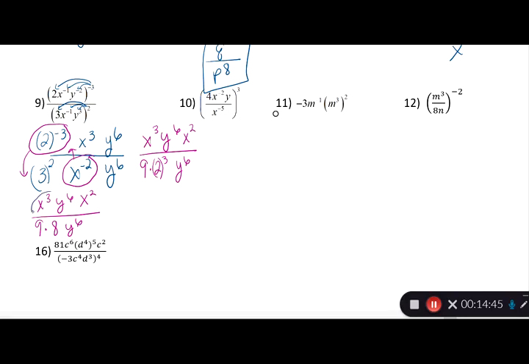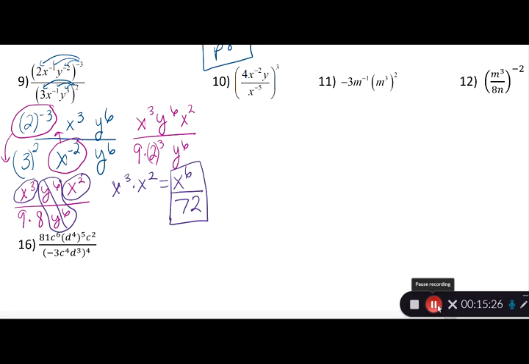So you can see I have an x cubed times an x squared. So those two are going to be x cubed times x squared, which is addition. So it gives us x to the 6th. Agree? Y to the 6th over y to the 6th is anything over itself is equal to 1. So those cancel out. Over 9 times 8 is 72. So the answer to this one ends up being x to the 6th over 72.